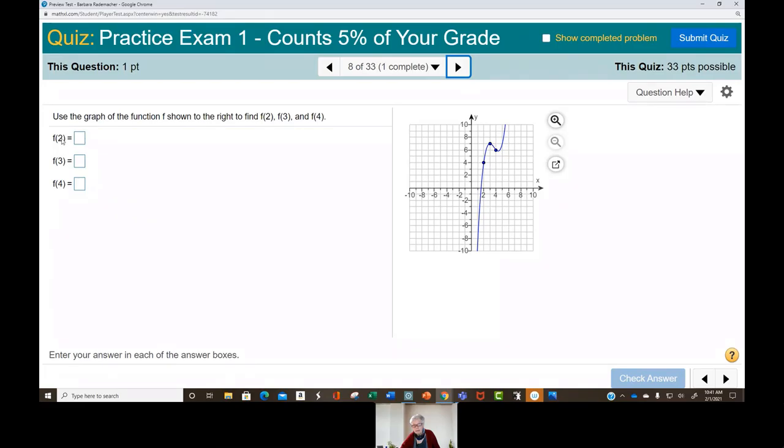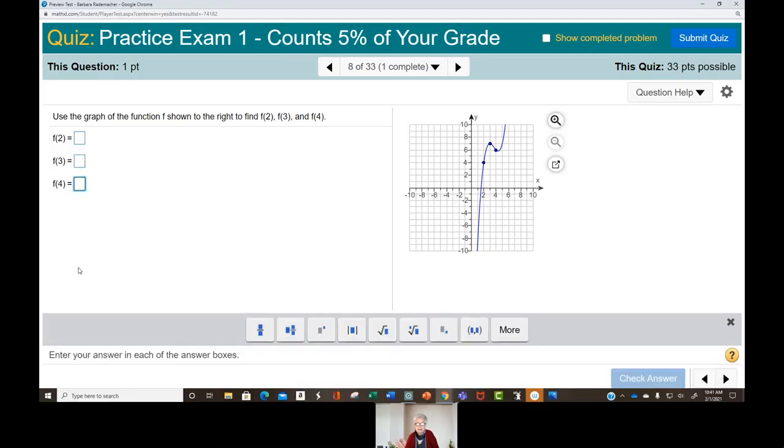with a graph, like f of 2. Here's x equals 2. You go up to the graph and then over to the y-axis, so the answer to this would be 4. That's how you do it when you're given a graph, but you're not given the function. Here's f of 4. That would be 6. So I would put a 6 there.